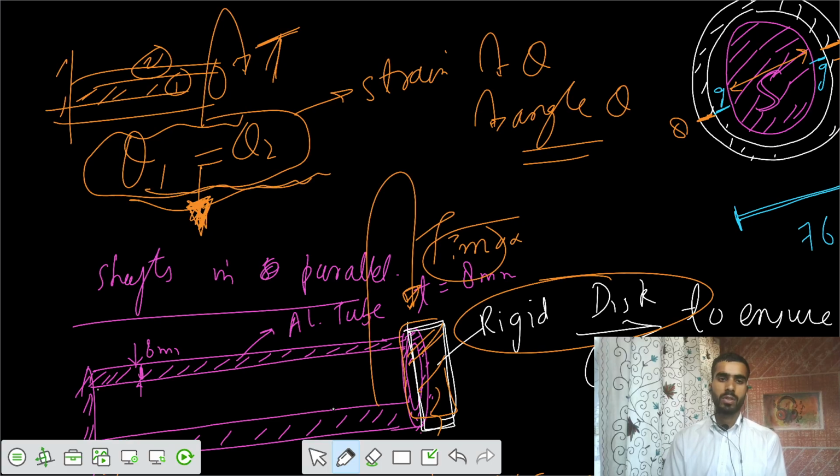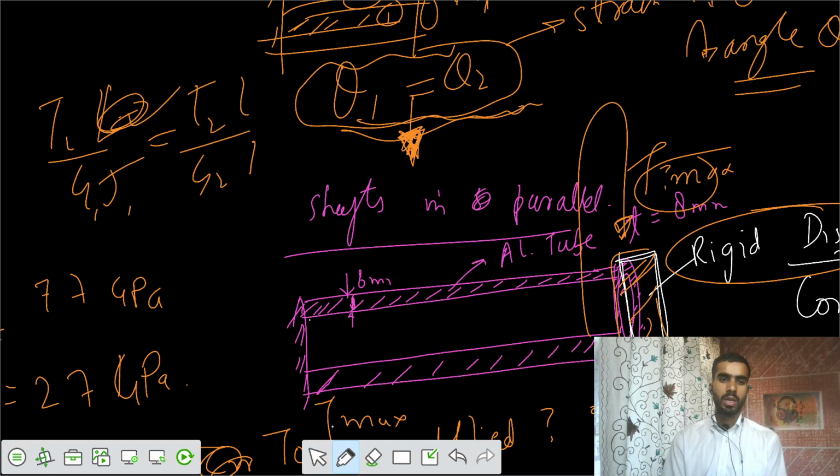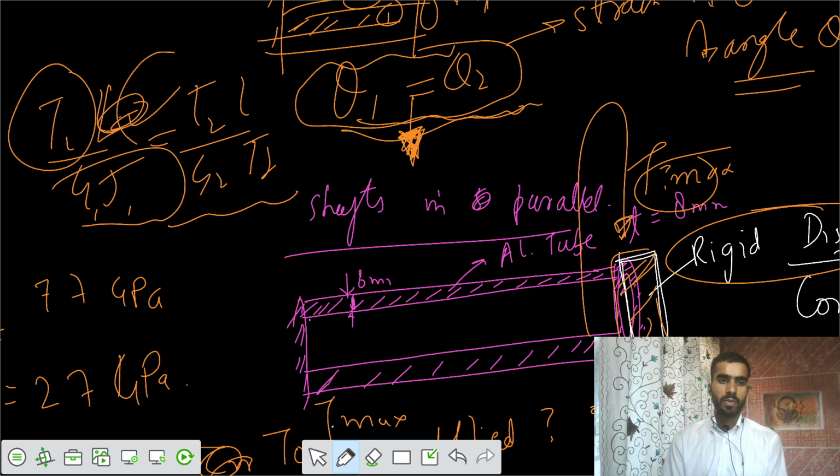Theta 1 would be equal to theta 2, and accordingly I would get T1 L by G J. The length is the same for the two materials. L is the same. So I write T1 L by G1 J1 equals T2 L by G2 J2. So I know G2 and J2, and I can get the value of T1 and T2.